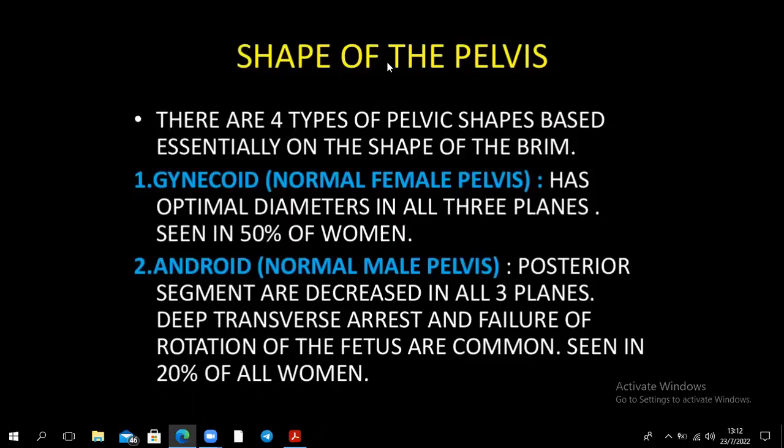Hello. We begin a discussion on the types of female pelvis. So basically, there are four types of pelvic shapes based essentially on the shape of the pelvic brim. The first one is going to be the gynecoid. The gynecoid pelvis is basically the normal female pelvis.